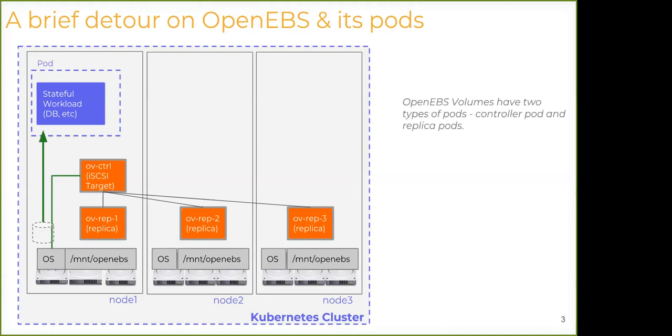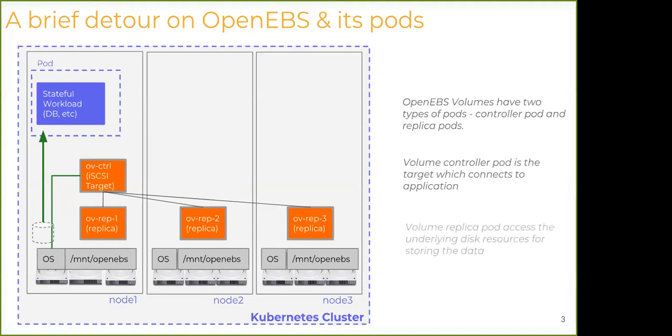All right. So if you see the description on the right-hand side, it says that the OpenEBS volumes have 2 types of pods. One is a controller, the other one is a replica pod. The controller pod is a target which connects to the application. That is, iSCSI based sessions are enabled in this controller pod. And the replica pod is the one which accesses the underlying resources, that is a disk.